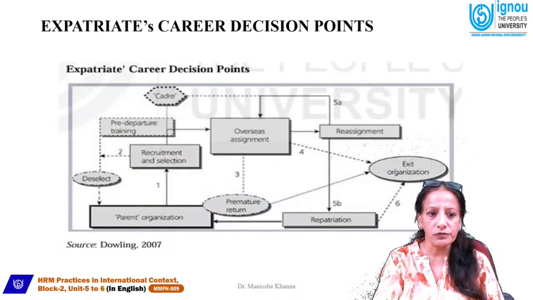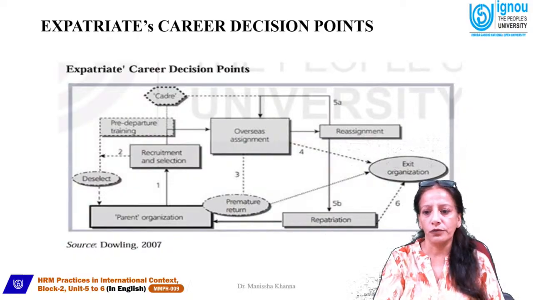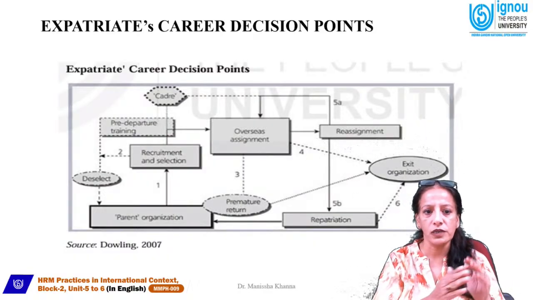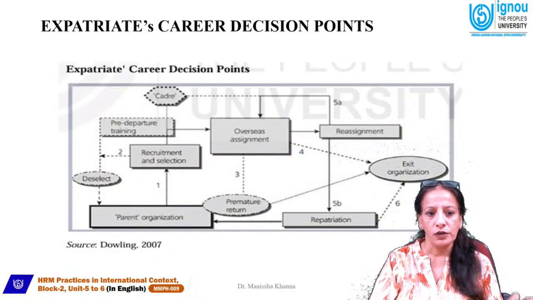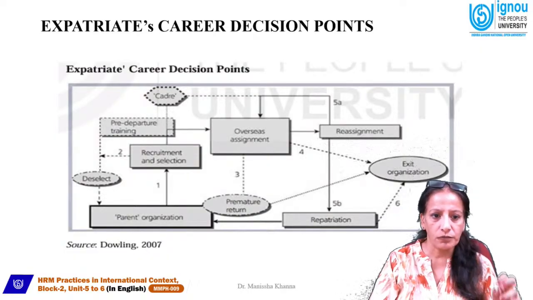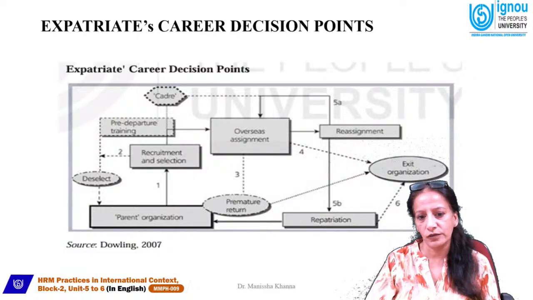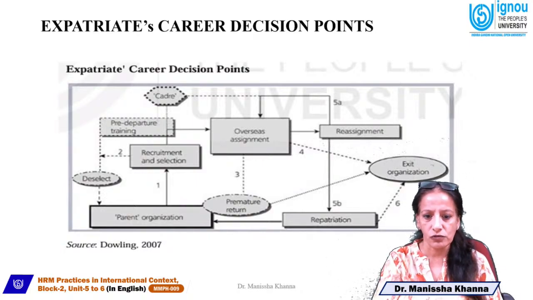The career decision points of expatriates are shown in this figure, which is also mentioned in the study material, from recruitment to selection to overseas assignment to exit from the organization. This is an entire process which starts with pre-departure training if selected, goes to the overseas assignment, and then sometimes, if there is any issue, goes to the reassignment stage also.